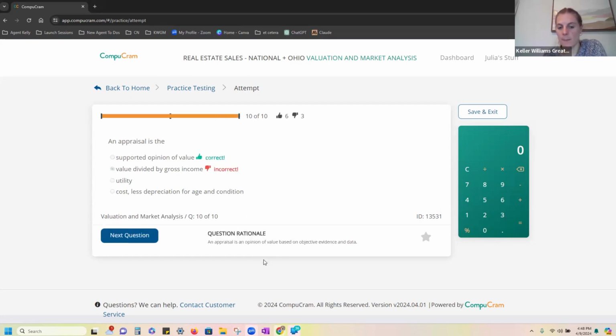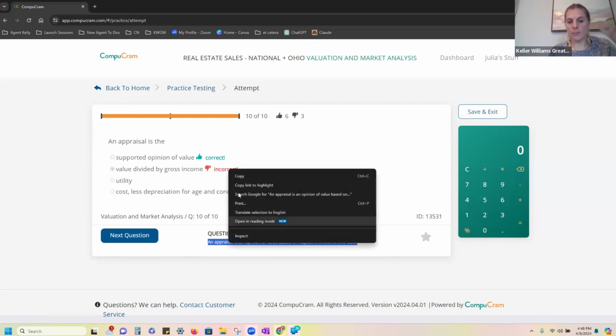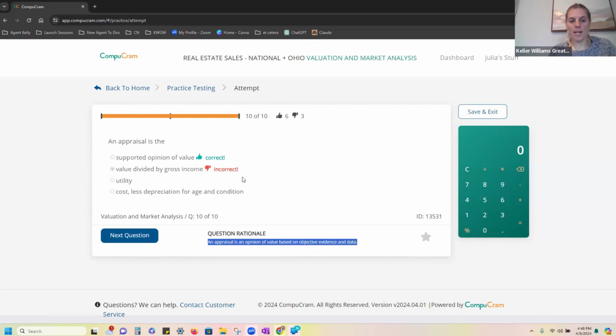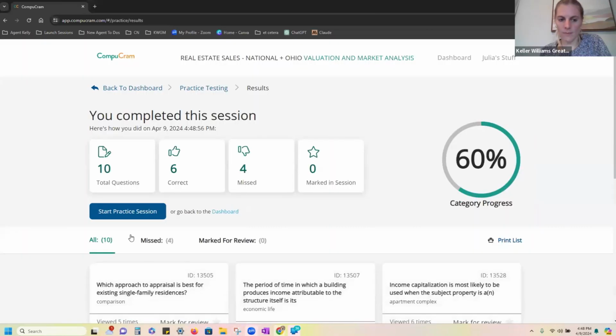So an appraisal is an opinion of value based on objective evidence and data. Although they may do value divided by gross income to get the appraised amount, the definition of an appraisal is supported opinion of value. Good job. Cool. I went through that pretty fast.